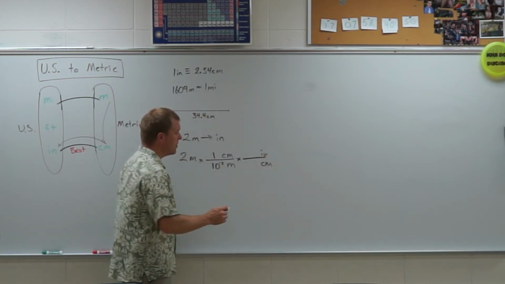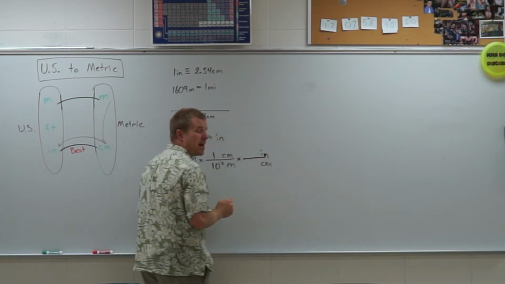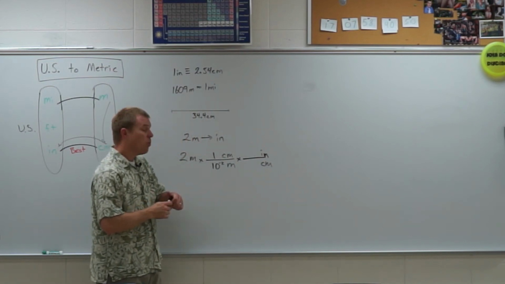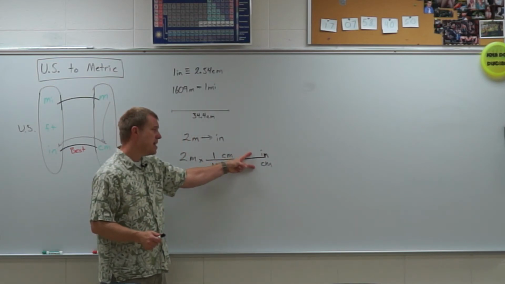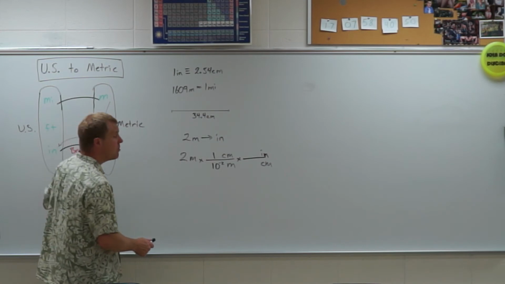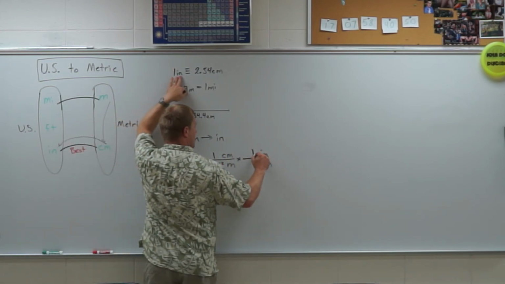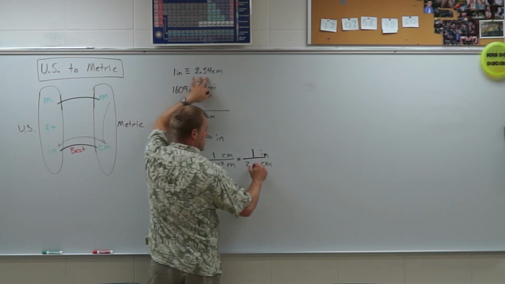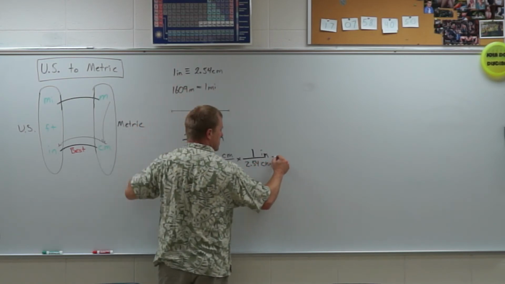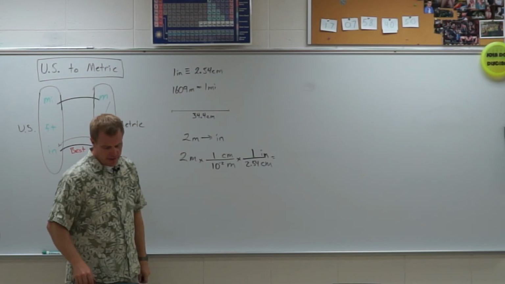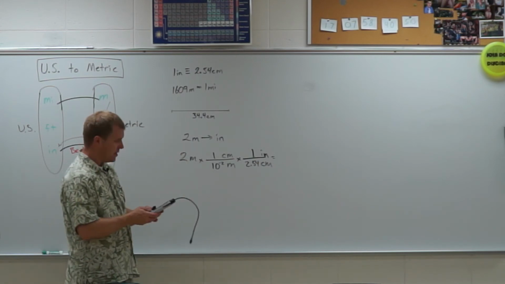Now you got to be careful. This is not a metric to metric conversion, so the 1 doesn't go with the prefix. For these bridges, what we're going to use is our conversion factor. So 1 inch is 2.54 centimeters. And so I can plug that into my calculator. We'll see what we get.